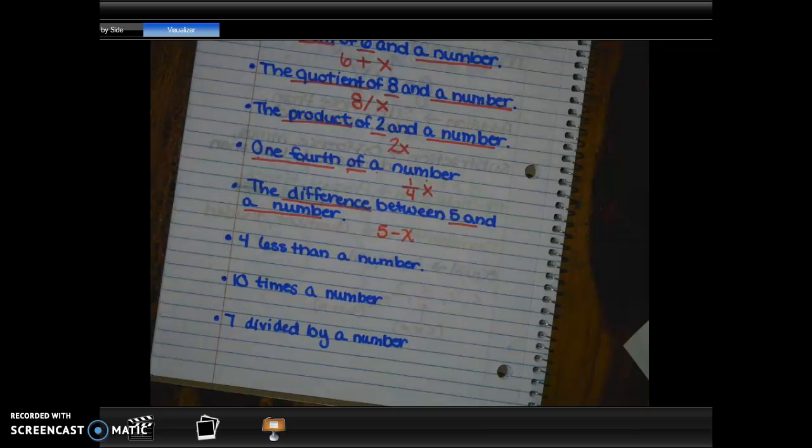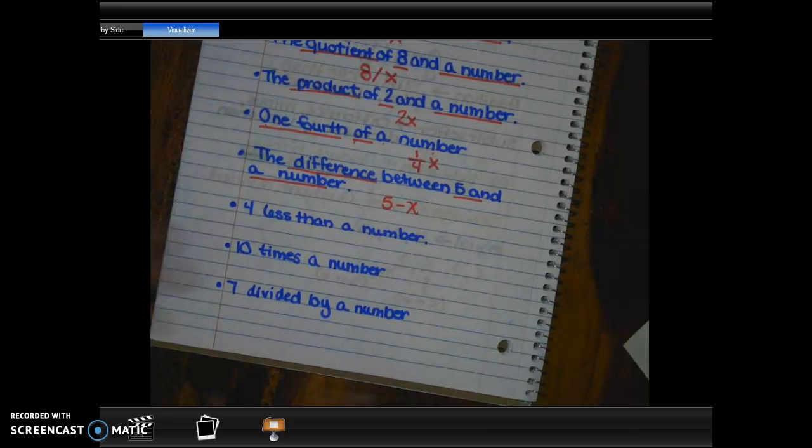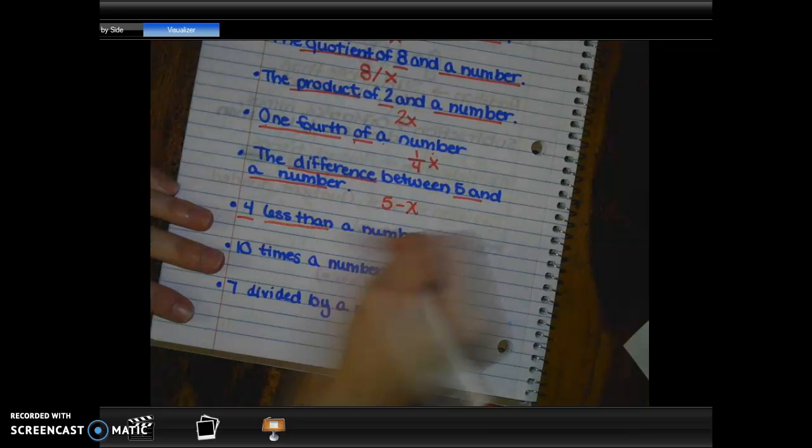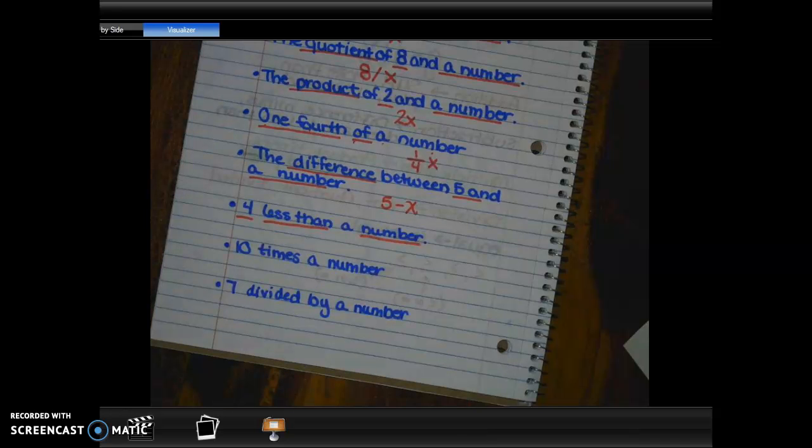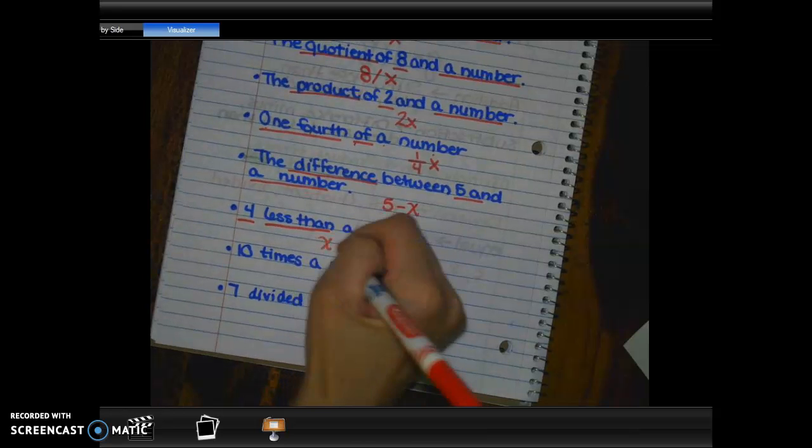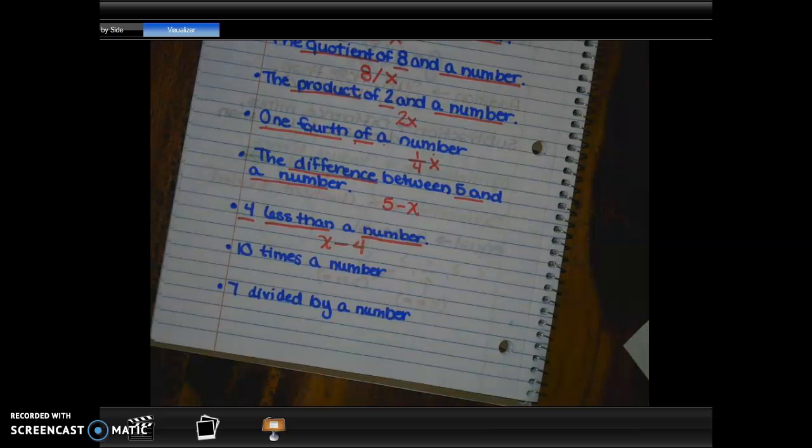There we go. All right, but let's talk about this one. 4 less than a number. So remember when we're using things like more than and less than, whatever's last actually is written first. So we'd say, okay, well then x minus 4.